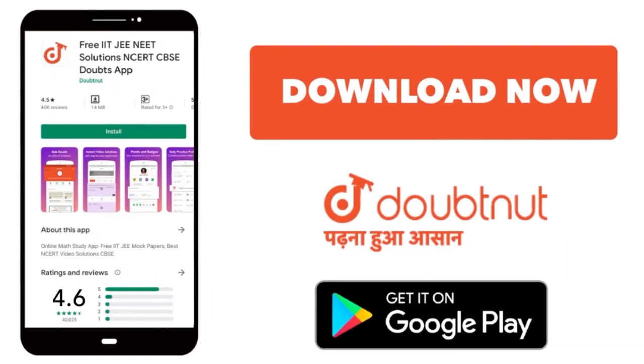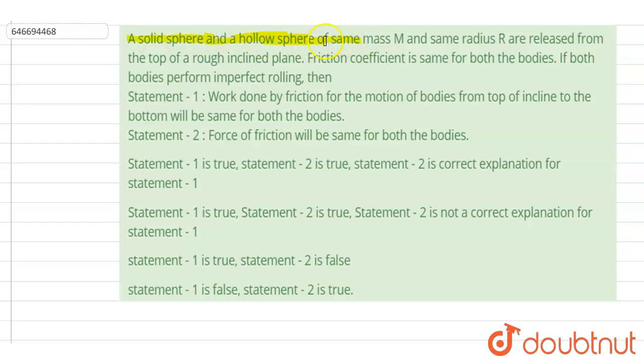Hello everyone, a solid sphere and a hollow sphere of same mass and radius r are released from the top of a rough inclined plane. The friction coefficient is same for both bodies. If both perform imperfect rolling, then you have to check out of ABCD which option is the correct.